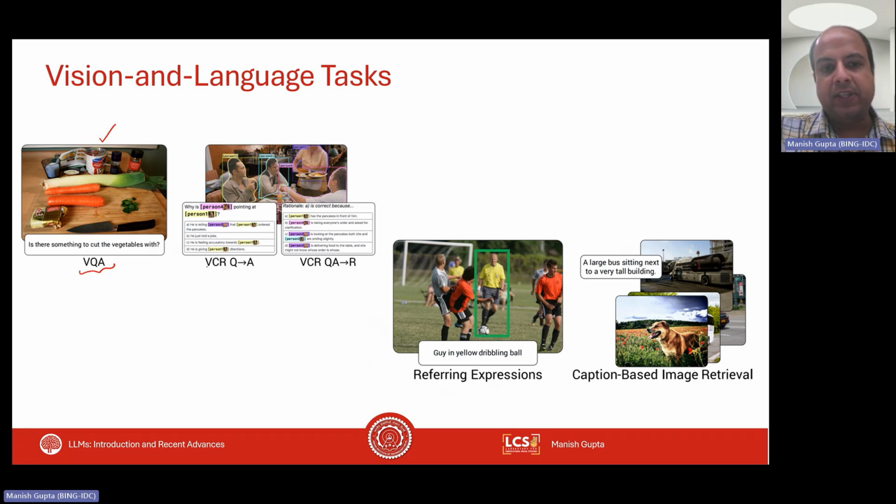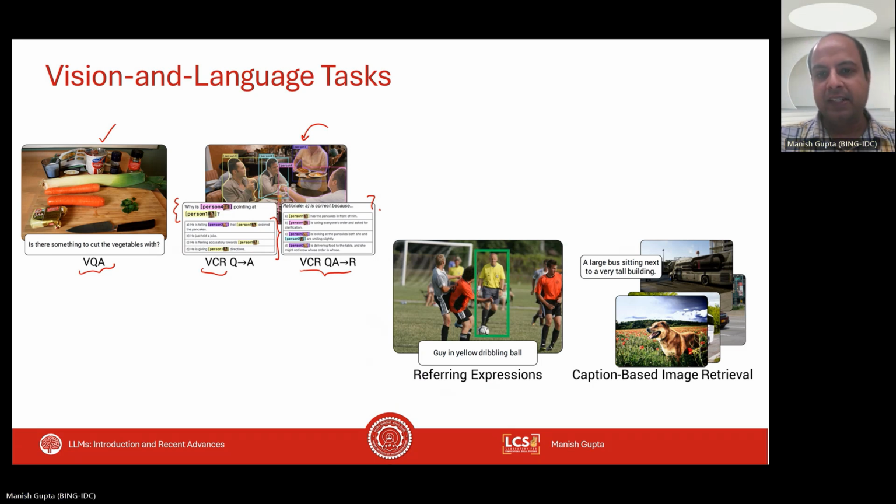Another related task is VCR or visual commonsense reasoning, where given this image of a social situation, right, and a question, why is person 4 pointing at person 1? The idea is to be able to figure out from these 4 options which is the most correct, most accurate answer, right? And then, as an extension to that task, people have also proposed this second order task where, given an image and the question and an answer that was chosen, what is the rationale? Why is the answer correct? Right? So both of them involve choosing one of the 4 possible options.